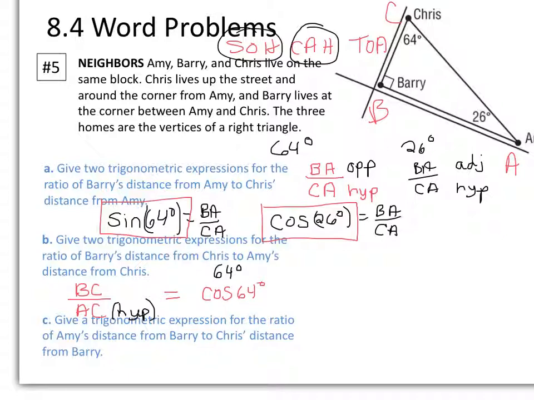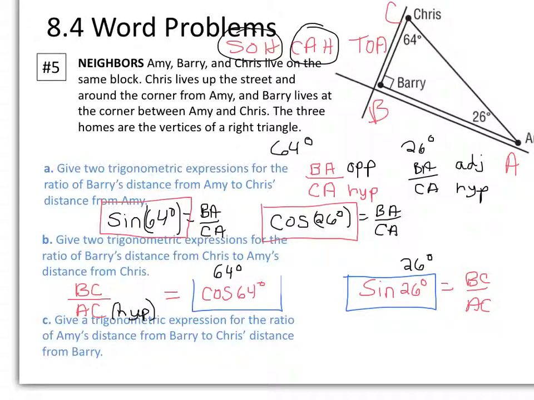Now let's look at it from the perspective of the other acute angle, 26 degrees. From the perspective of 26 degrees, BC is the opposite, and AC, of course, is the hypotenuse. So in this case, we have the opposite over hypotenuse is the sine. So from the perspective of the 26 degrees, sine of 26 does equal BC over AC. So our two trig functions that represent this ratio are sine of 26 degrees and cosine of 64 degrees.